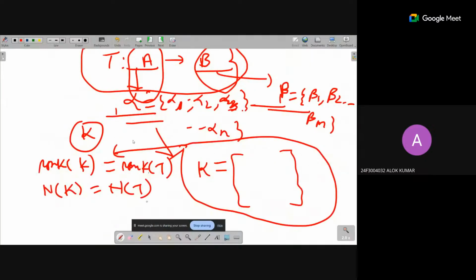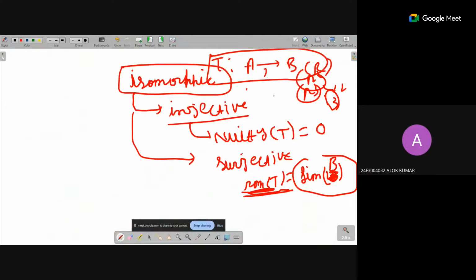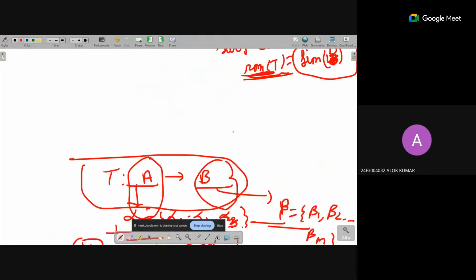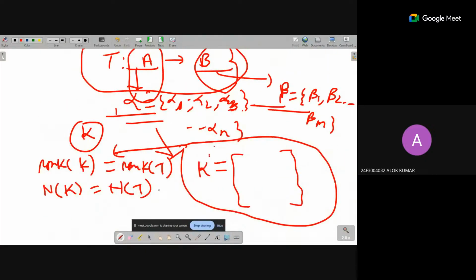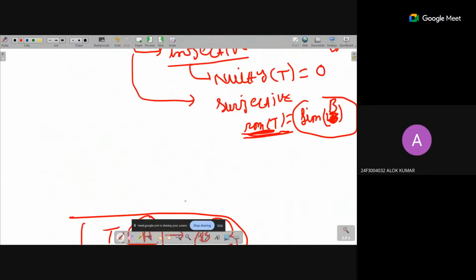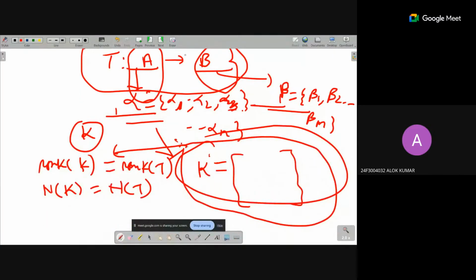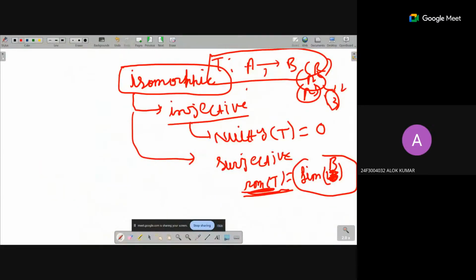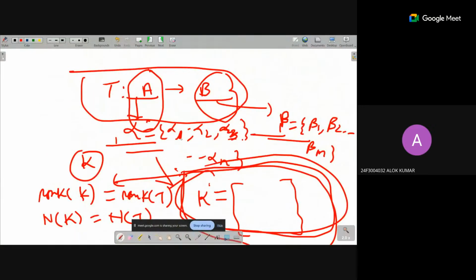So here I am talking about the rank of T and the nullity of T. What we are saying is basically about this matrix. That's why I took this example, to explain what this rank and nullity mean.